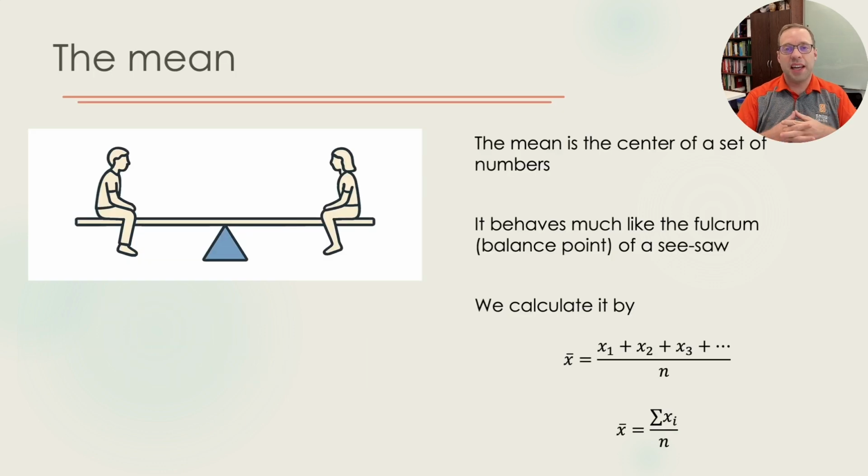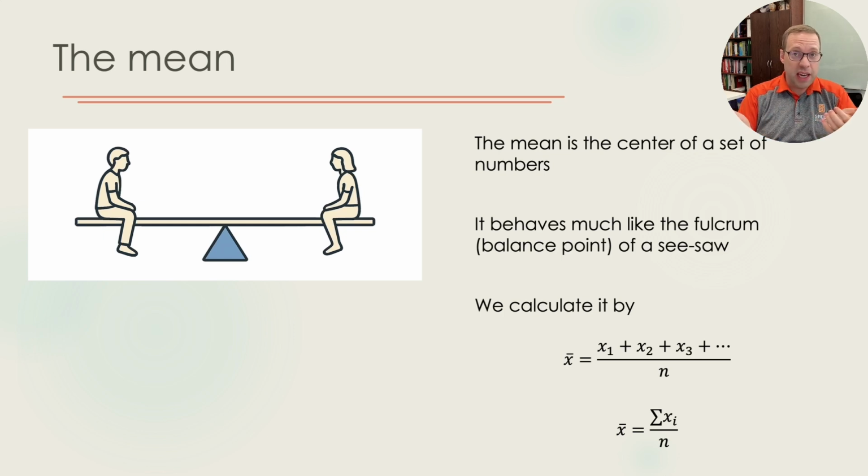Now, I like to think of the mean as a middle point, very much like the balance point of 2 people on a seesaw. If you can get them positioned anywhere on the board, you move the fulcrum, or the balance point, to that point where the 2 people on the seesaw are perfectly balanced. That is the center of mass, if you want to think of it from a physics perspective. It's the center of the mass of the 2 people.